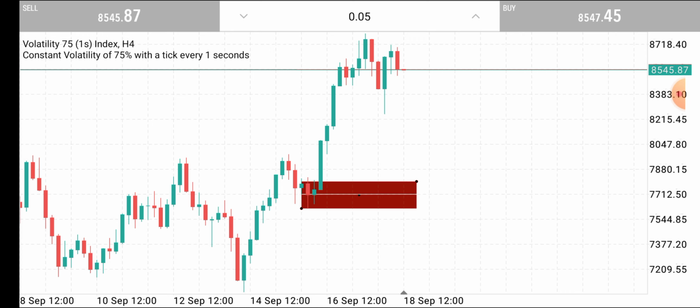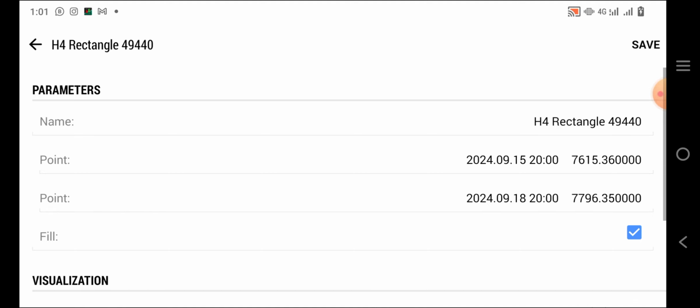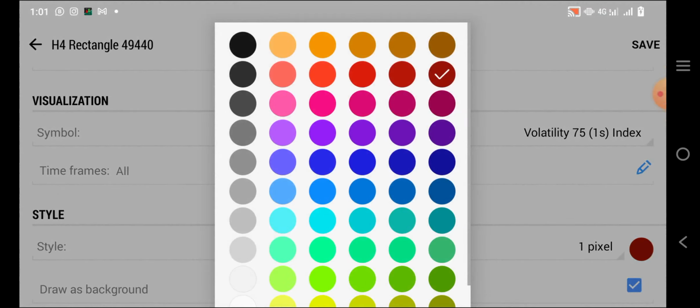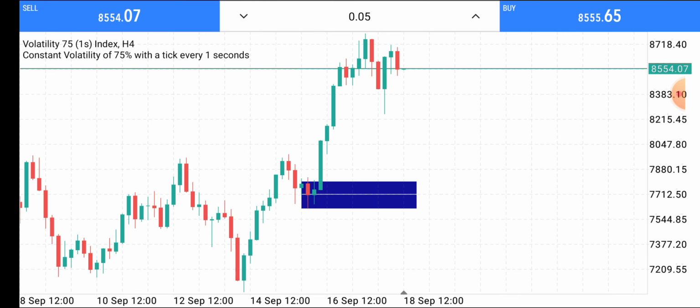So I will label this color. I'll change it to blue so that I will know it. Even if I close my chart and come back, I will still know that that is an order block. So that's an order block. Now I have spotted an order block in H4.